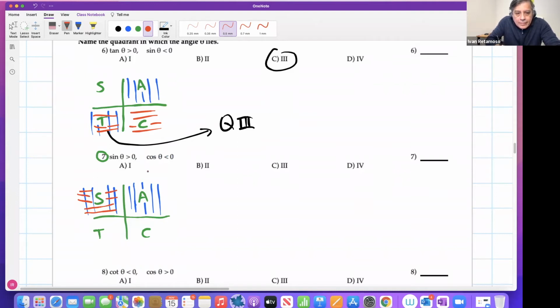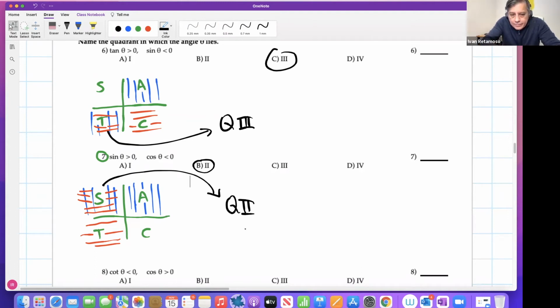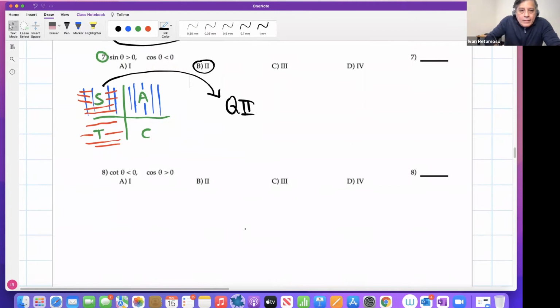But also cosine is negative in the third quadrant, because only tangent and cotangent are positive. So here and here, but where are these two both true? Well, here. Not hard to see that it is quadrant 2. Excellent. One more here, and then we will move on.